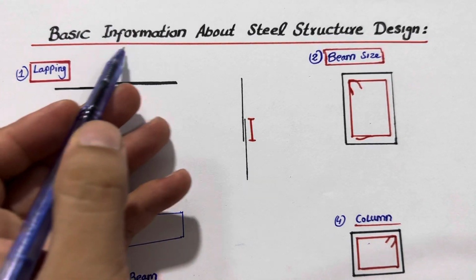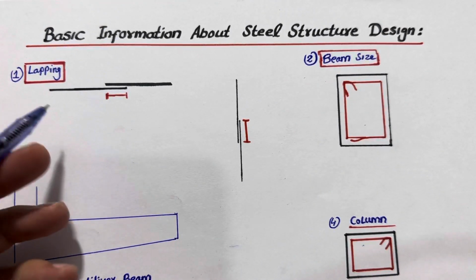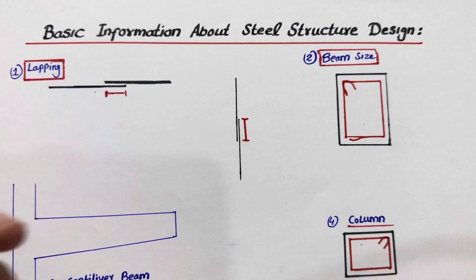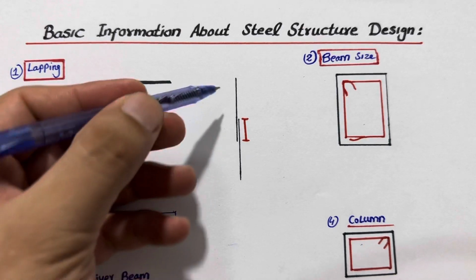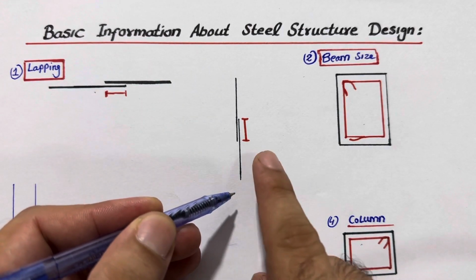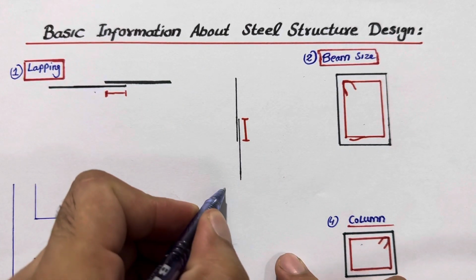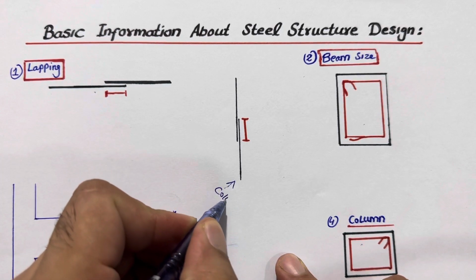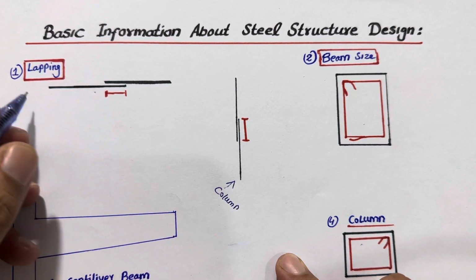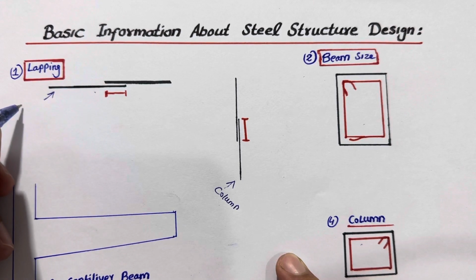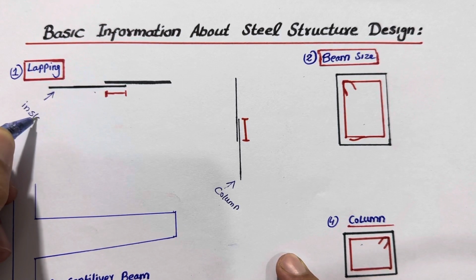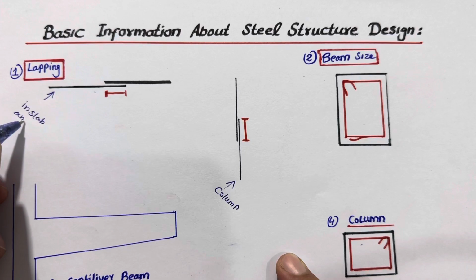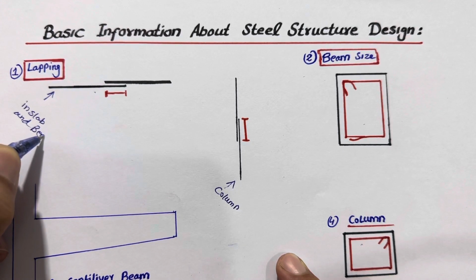The topic is okay. So first of all, you can see lapping. One is in tension, the other one is in compression. This one is used for column, and this one is used specially in slab and beams. Okay, this is lapping.